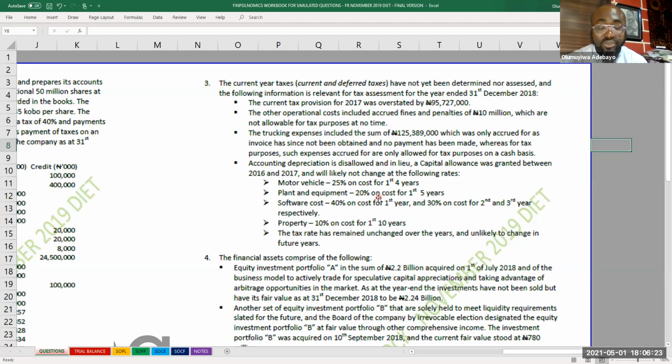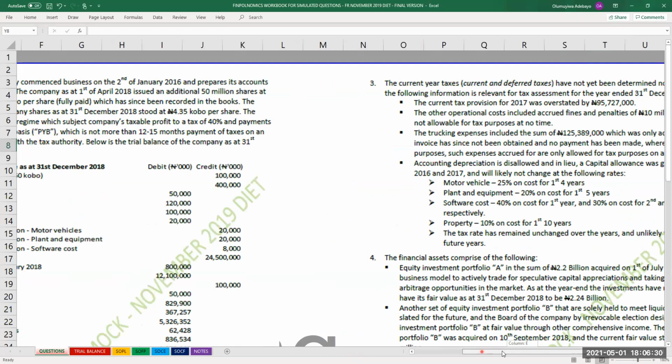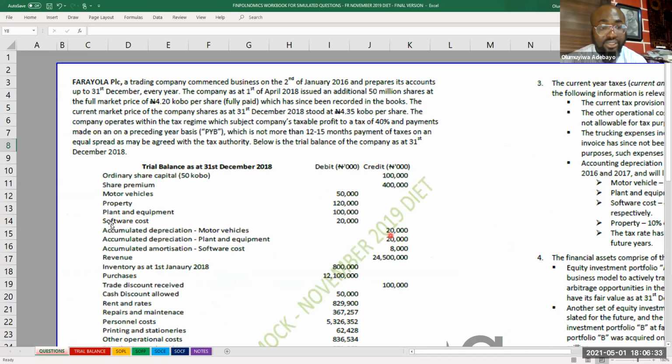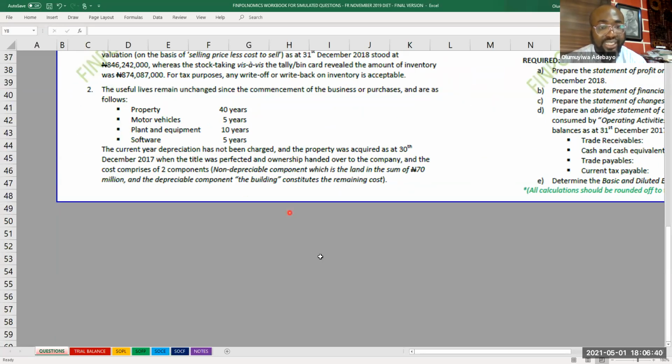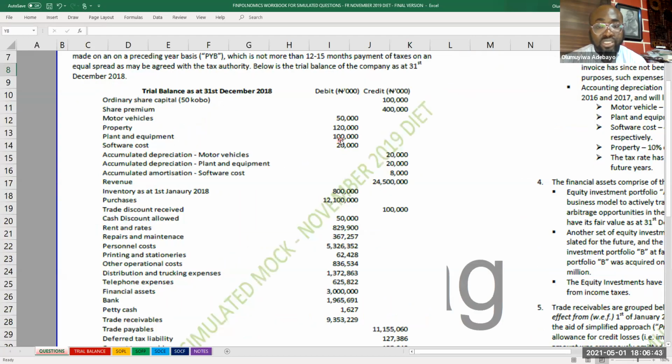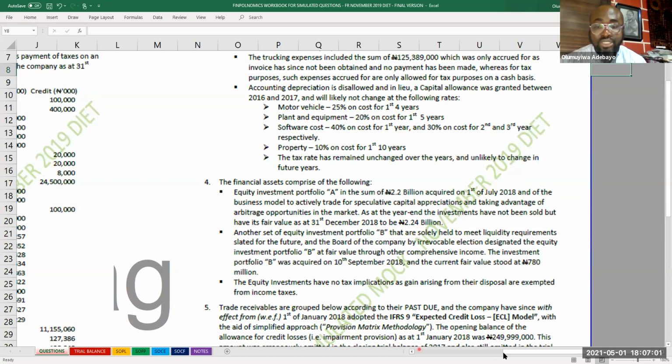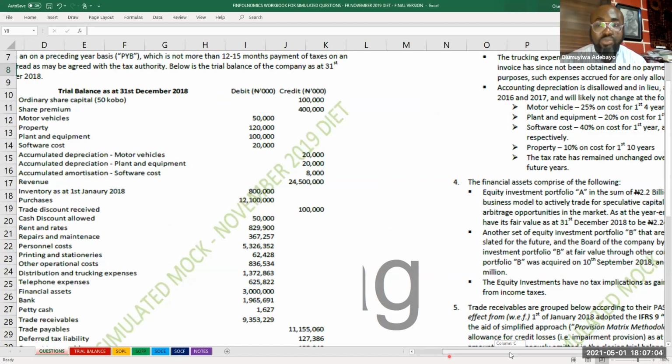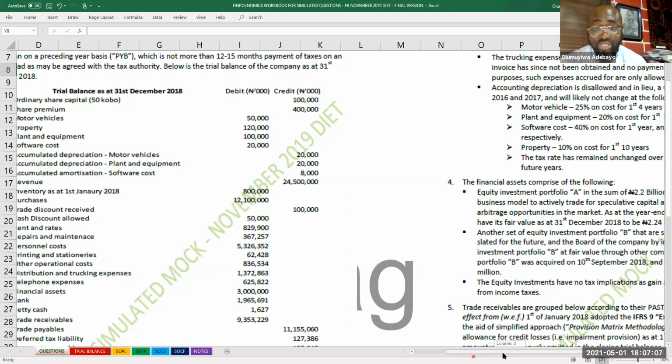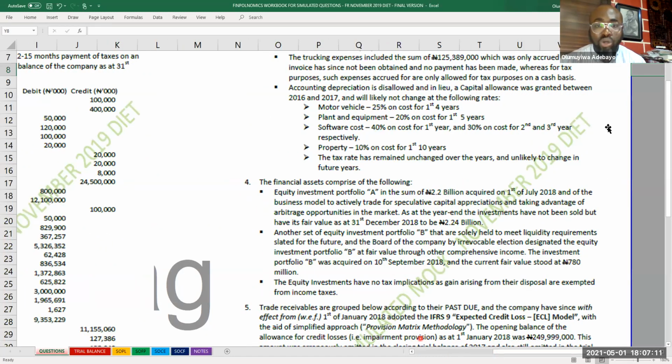What about plant and equipment? How many years backward? First 5 years, 20%. Yes, but plant and equipment was purchased when? If you look at the same thing we did, plant and equipment has how many years useful life? 10 years. And 10 years divided by 100 million is what? 10 million per year. And you have only accumulated 20 million. It means you have only done for 2 years, up to 2017, which is 2016, 2017. The same thing will have happened here, whereby the equipment will have been charged 20% in 2016, 20% in 2017, and now we need to charge 20% in 2018. What would that be?